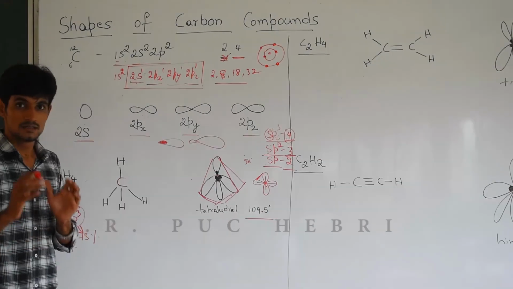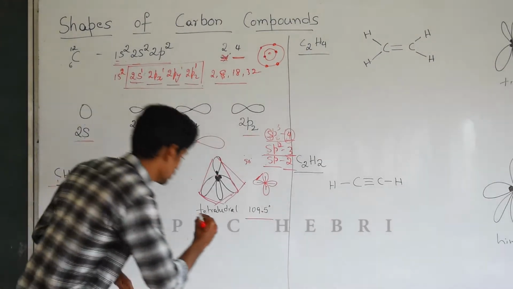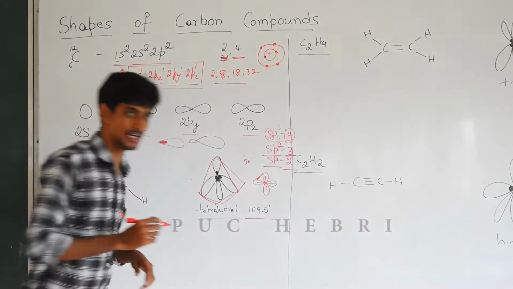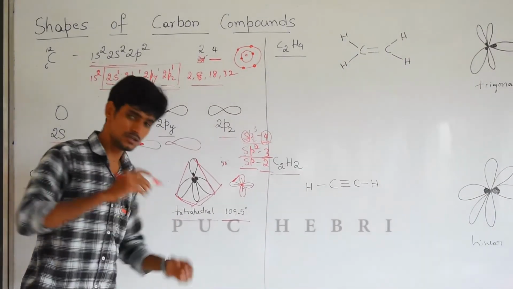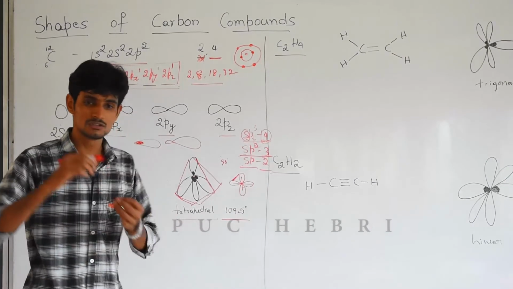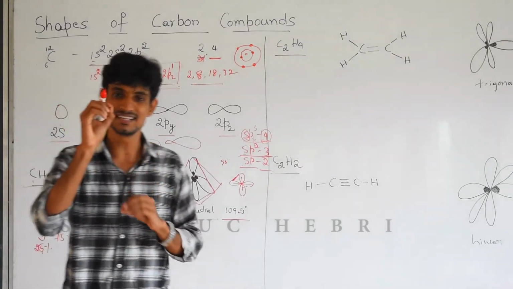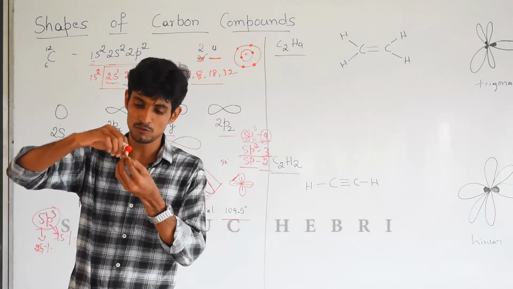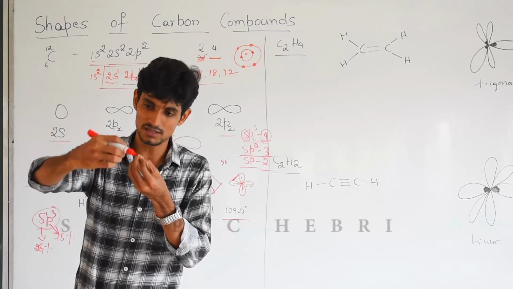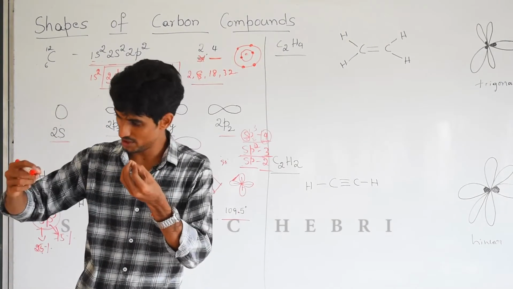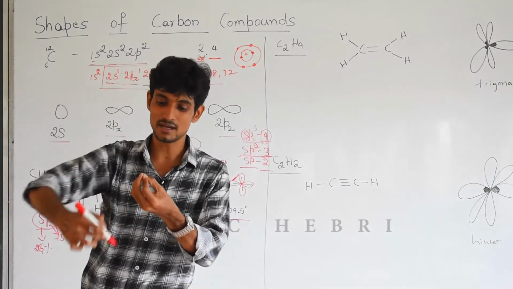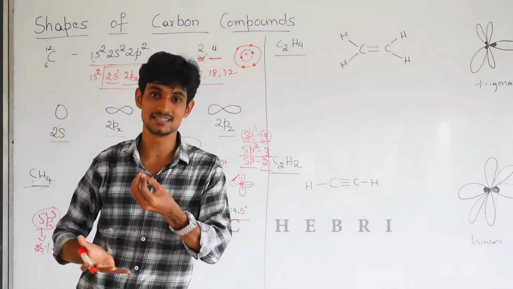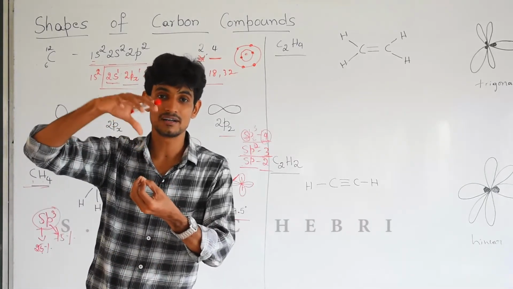The shape of this molecule will be tetrahedral. Tetrahedral is nothing but, as I have told you, if you keep one center in space, one atom here, one point here, one point here, one point here, and one point here, all these combined give a shape like this, and that will be a tetrahedron.